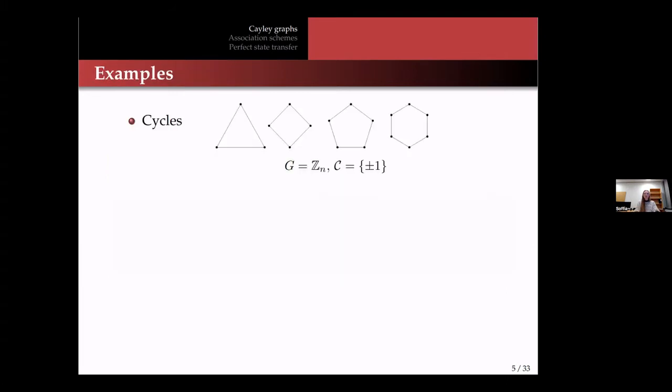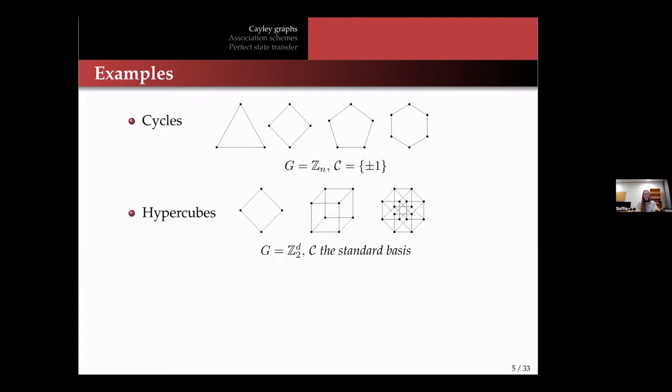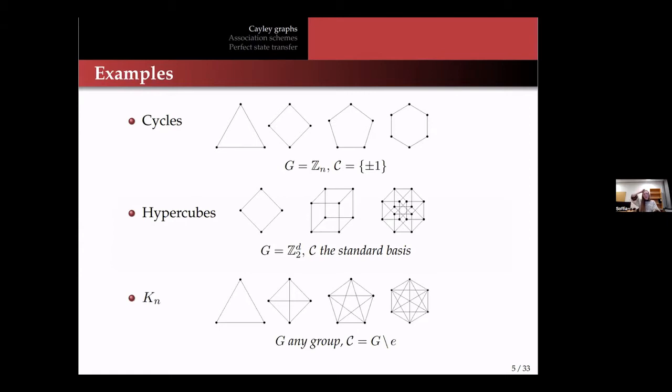Okay, some examples. We have the cycles, for example. They're Cayley graphs for the cyclic groups, where we take the connection set just to be plus or minus 1. We have the hypercubes that are Cayley graphs for Z2 to the d, where the connection set is the standard basis. And then we have the complete graphs, and actually Kn is a Cayley graph of any group of order n, where the connection set is the whole group except for the identity.